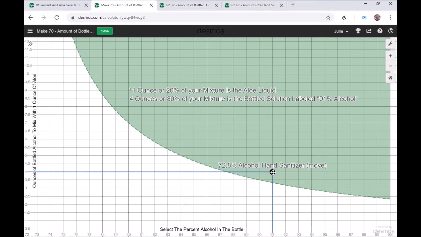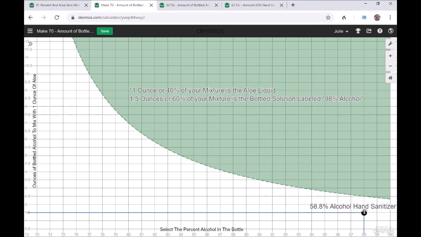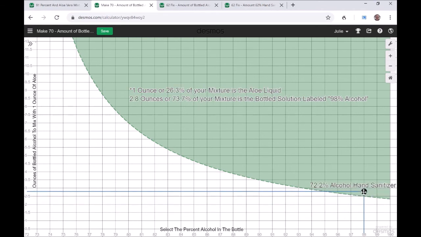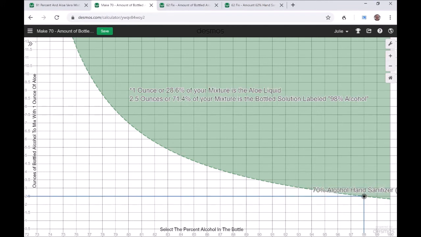But as I was saying, people have different percentages of alcohol. So let's say you actually had a 98% alcohol solution to work with. You could add that to the 1 ounce of aloe vera. Let me read over here on the side: if I use 2.5 ounces of the 98% solution with our 1 ounce of aloe vera that has no alcohol, we'll be exactly at 70%. So we only need 2.5.